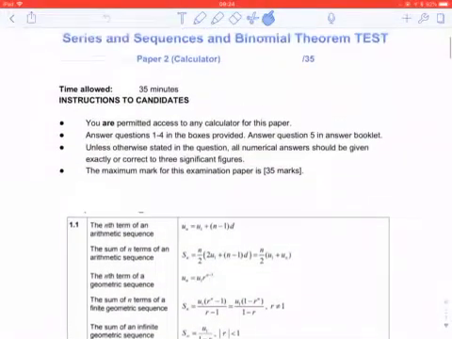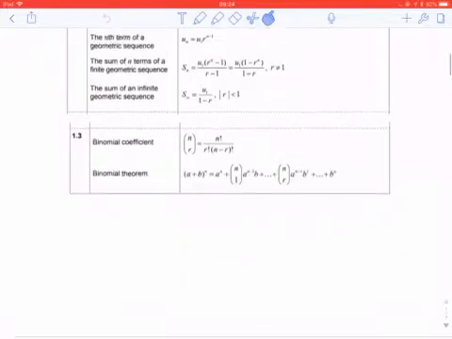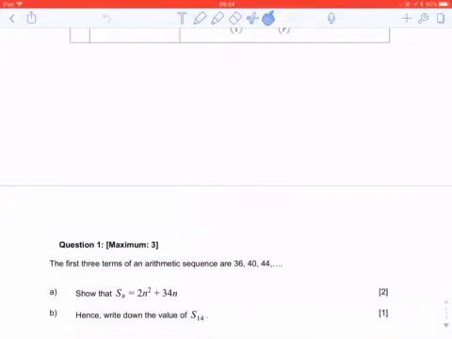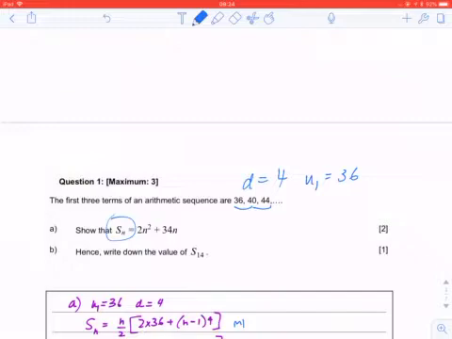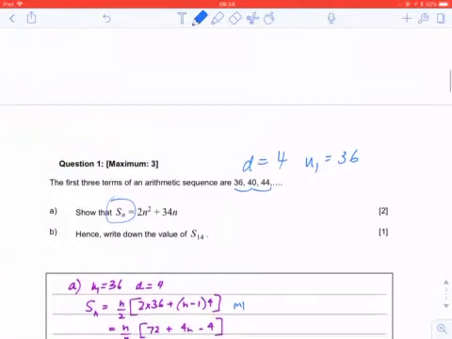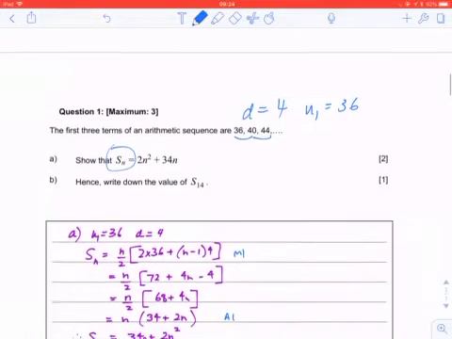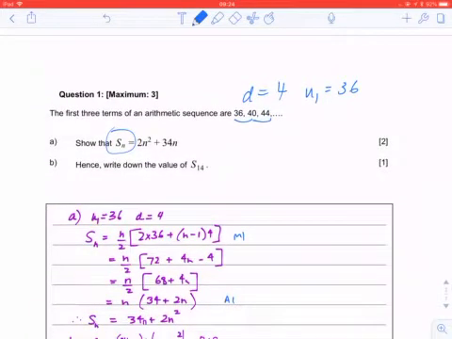So here are the solutions to the calculator part of the test. In the first question, you have to identify that we've been given D and we've been given U1. So using that information, if we were to find Sn, we would use the formula for Sn. The formula for Sn we can see here, n/2 by 36 plus 4(n minus 1). Expanding that out and simplifying the algebra gives us the expression that we were asked to show. Show means use what you know to then find out perhaps what they have given.